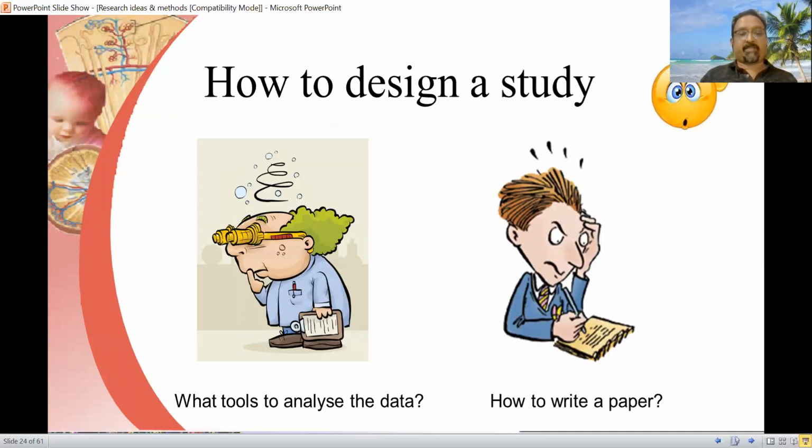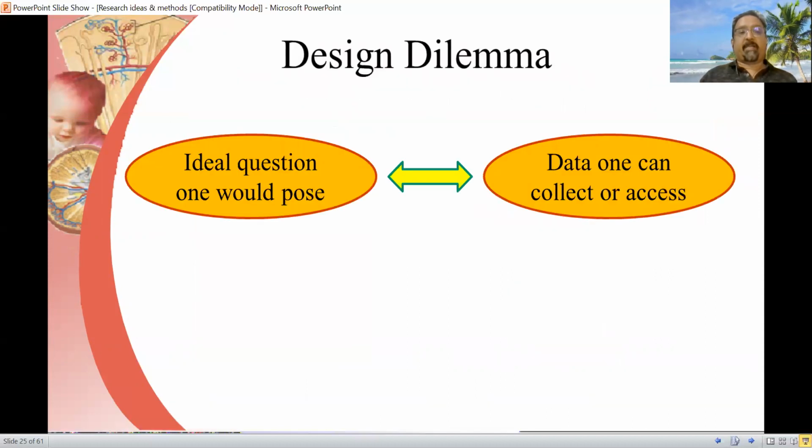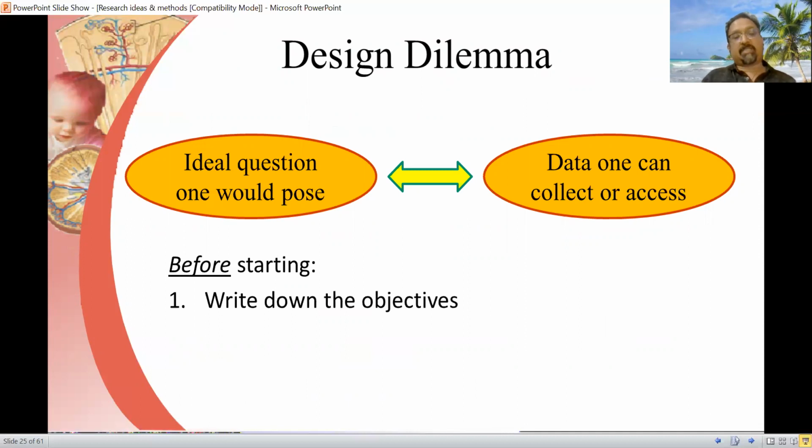So how to design a study? What are the tools to analyze? And how to write a paper? These are the important questions people often get worried about. In the design, you have a dilemma between the ideal question you should pose and the data you can access. So before you even start, you write down the objective of the study. It should be a single sentence or two sentences. I want to find out whether laparoscopic pyeloplasty is superior to open pyeloplasty. So that is a clear objective.